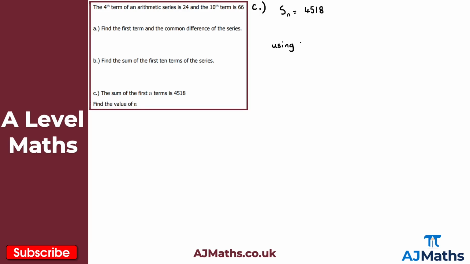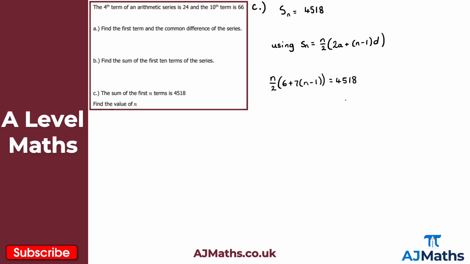So let's use the formula for the sum of the first n terms. So using Sn, that equals n over 2 times 2a plus n minus 1 d. Okay. So in that case, we have n over 2, 2a, so a is 3, so that's 2 times 3, so that's 6, plus n minus 1 times d. Obviously, we don't know what n is, that's what we're looking to find. I do know what d is, that's our common difference, which is 7, so I get plus 7 lots of n minus 1, and that is equal to 4,518.